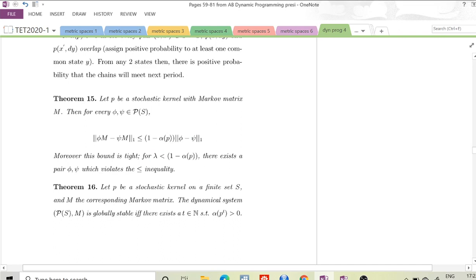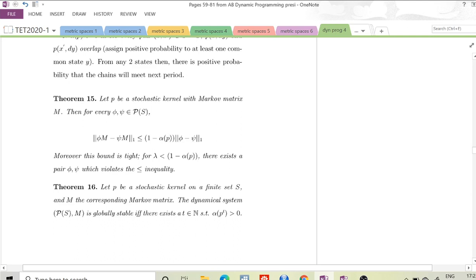So what this is telling us is that if alpha of P is greater than 0, that is, there is some overlap between every pair of rows, then this Markov matrix is in fact a uniformly strict contraction with modulus 1 minus alpha of P. There is something strictly less than 1 here. And then you can use Banach's theorem to say that the underlying evolution of the marginal distributions will always converge to a unique fixed point. The system is globally asymptotically stable.